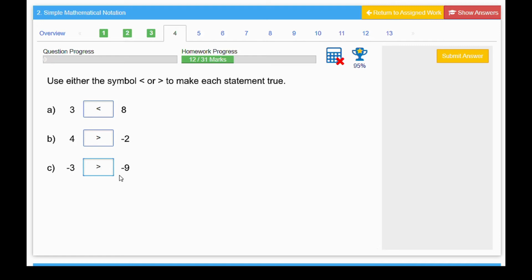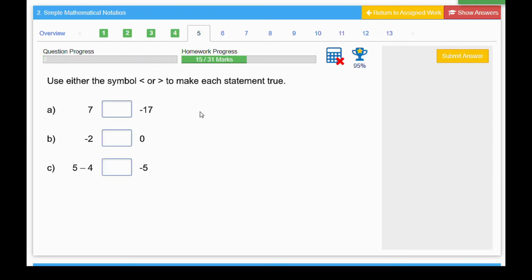Now again, just be wary that with negative numbers, the bigger the digit, the smaller it is. So try not to get confused by that, and try and visualize the number line and see which one's which. And let's just quickly mark those, and they are all 3 correct. So again, we're going to follow the same format with these questions. So here, which one's smaller, 7 or 17?